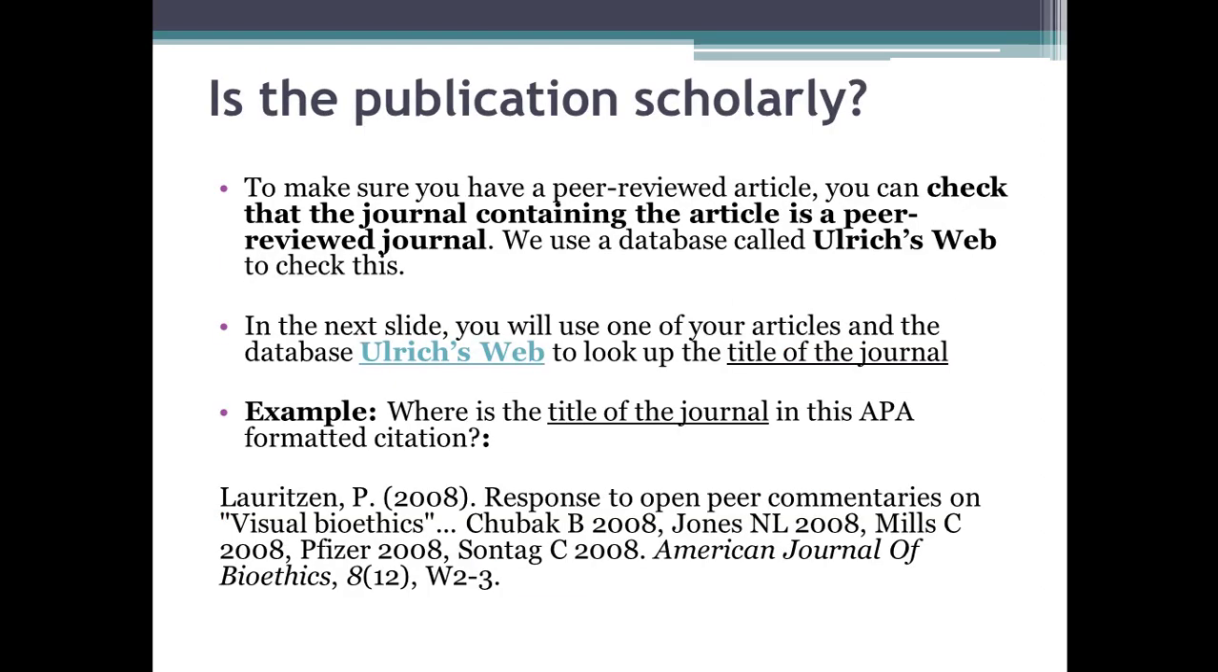To make sure that your article comes from a peer-reviewed journal, you can use the database Ulrichs to confirm. Ulrichs can be found from the library's homepage. Click on the One Search tab again, and then Databases A to Z. Then U for Ulrichs. For example, identify the title of the journal and citation below. That's what we'll use to look for in Ulrichs Web.